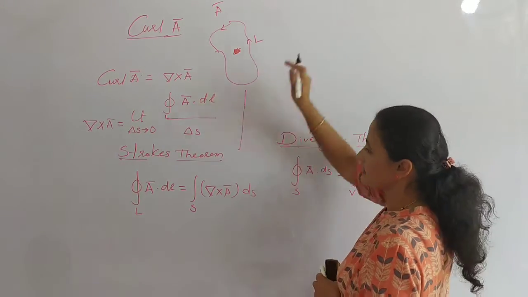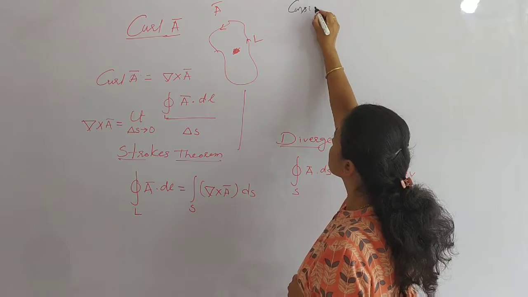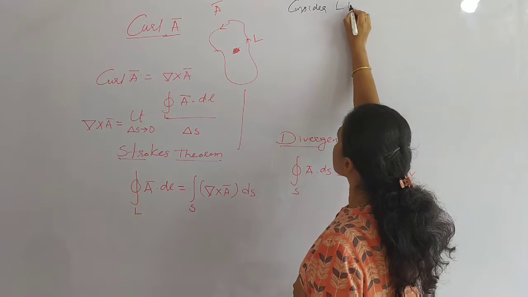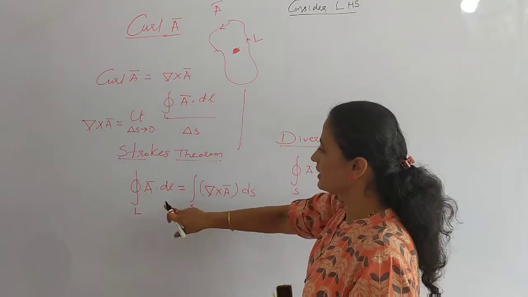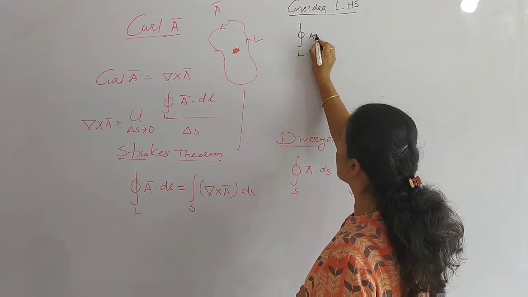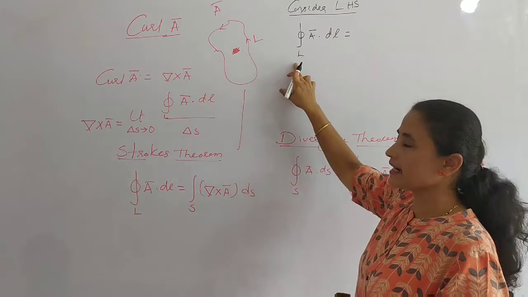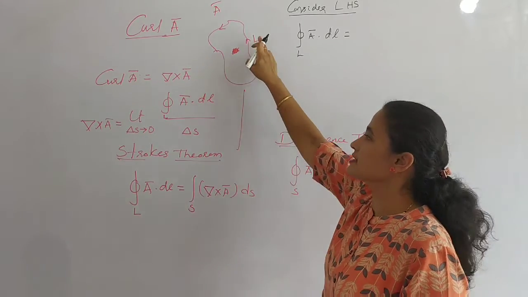Okay. Consider the LHS of Stokes theorem. So what is the LHS? It is the integration of A bar dot dl over a closed path. The L indicates that it is a closed path.